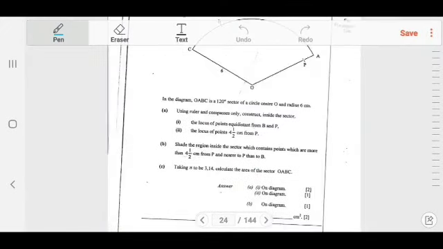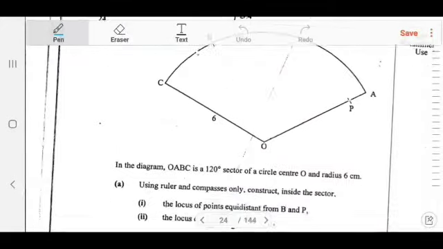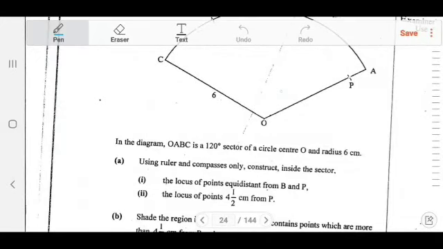Okay, then moving on to 25. Number 20, no, it's 24. In the diagram, OABC is 120.